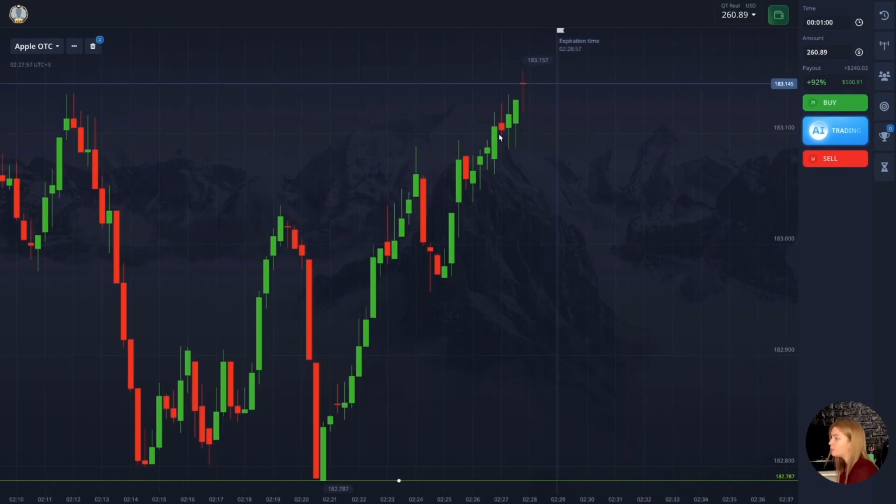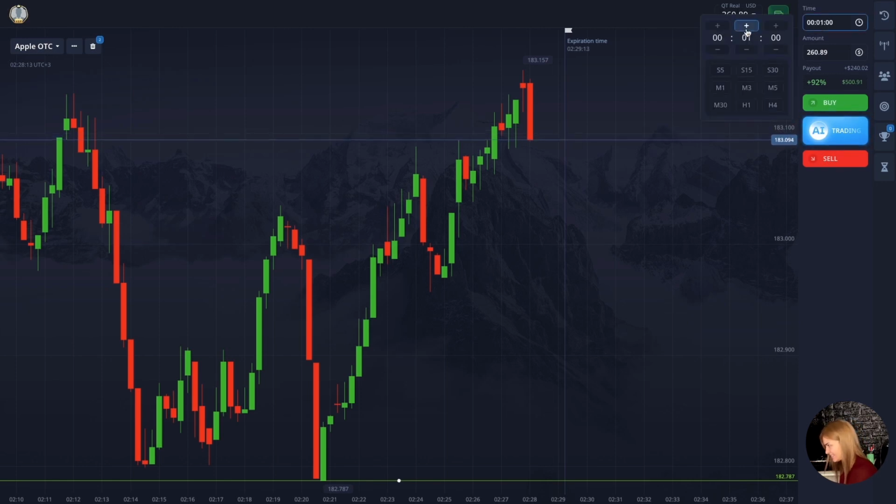As we can see, the upward movement remains just as strong, and despite the occasional red candles, the price continues its uptrend. I suggest we open a deal to buy for 3 minutes, guys.